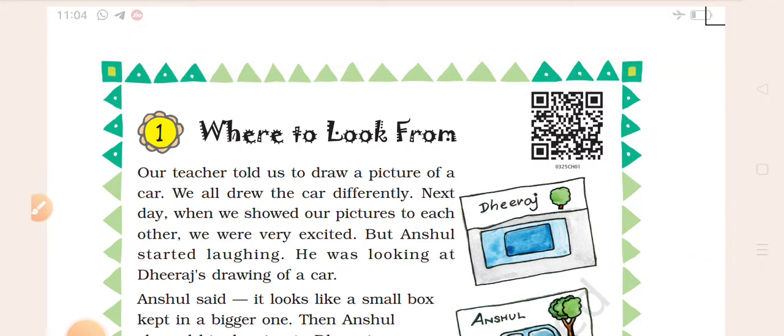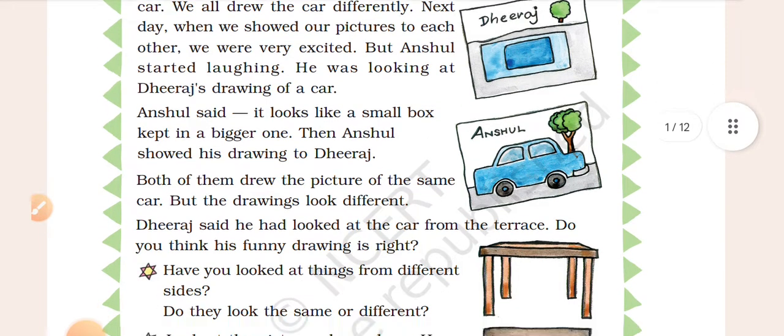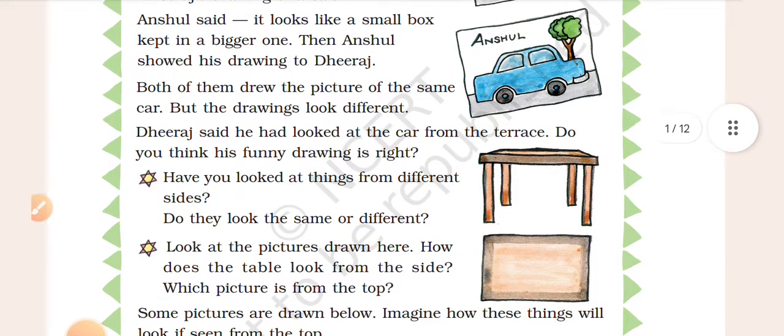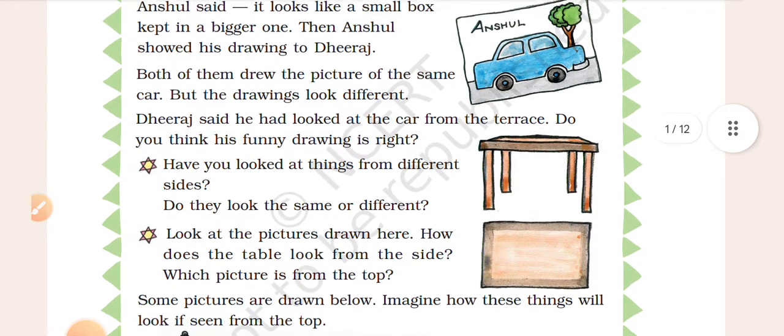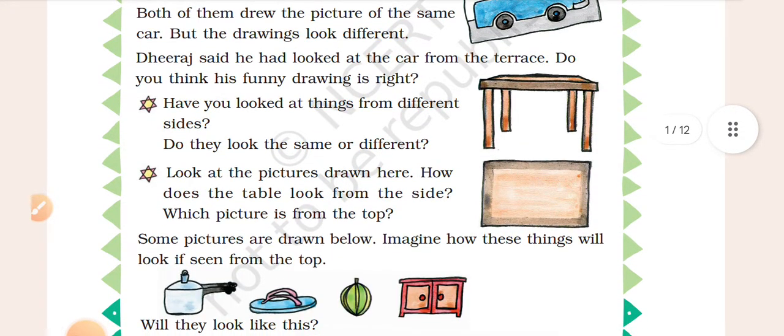But Anshul started laughing. He was looking at Dheeraj's drawing of a car. Anshul said, "It looks like a small box kept in a bigger one." Then Anshul showed his drawing to Dheeraj. Both of them drew the picture of the same car, but the drawings looked different. Dheeraj said he had looked at the car from the terrace. Do you think his funny drawing is right?